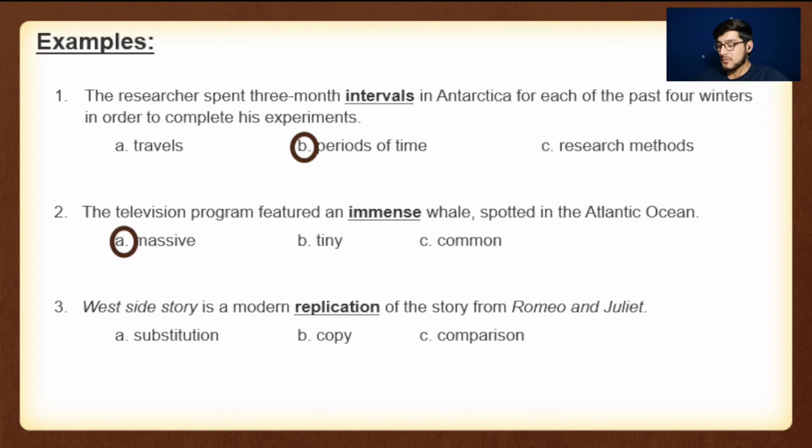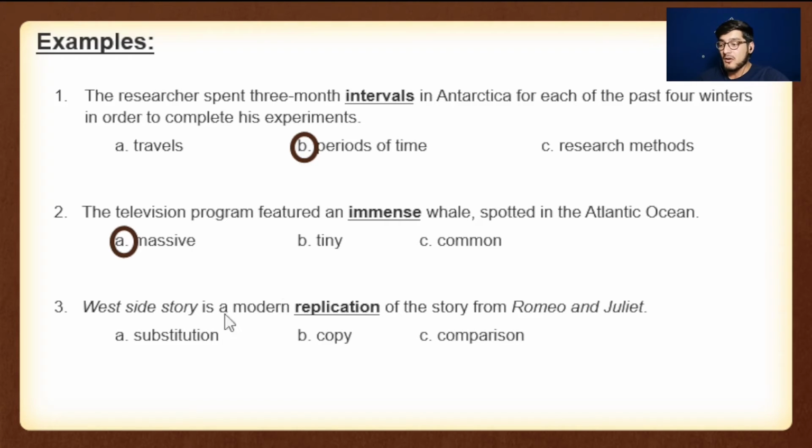Next, West Side History is a modern replication of the history from Romeo and Juliet. And here the word replication has been selected and we are provided with substitution, copy, and comparison. Having the adjective modern here, it is describing the noun replication. So maybe from your previous knowledge, you know that replication means copy or duplication. But here, having the adjective modern indicates that it cannot be the copy. Why? Because the copy is the exact same thing as the object.